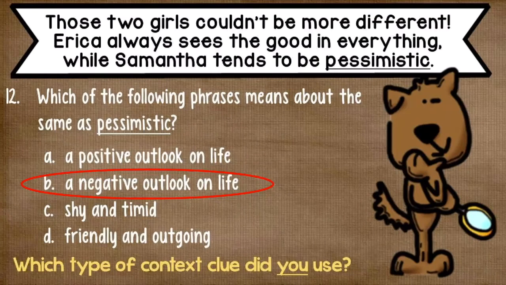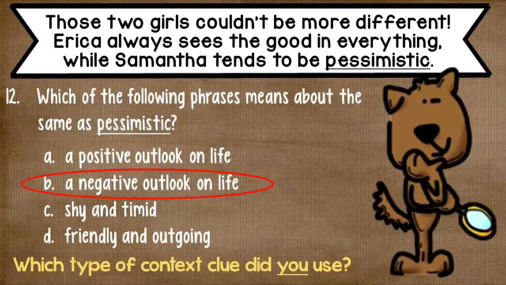These two girls couldn't be more different. Erica always sees the good in everything, while Samantha tends to be pessimistic. Now, this time they're a little bit different. They want you to find the phrase that means the same as pessimistic, but we need to figure out what pessimistic means first. If I'm going up here and we say that Erica always sees the good in everything, while Samantha tends to be pessimistic, those are antonyms. They're giving you the opposite, right?